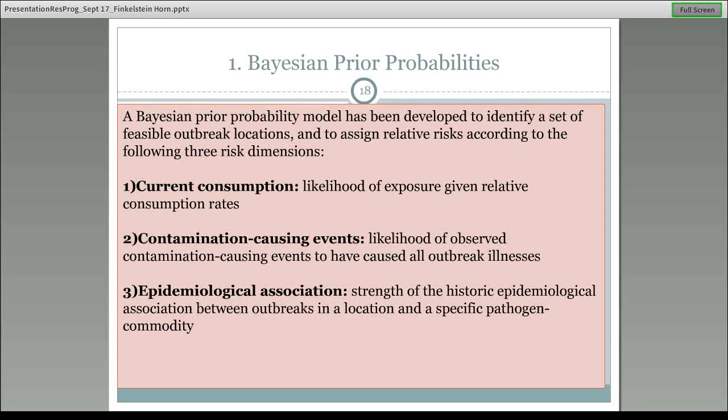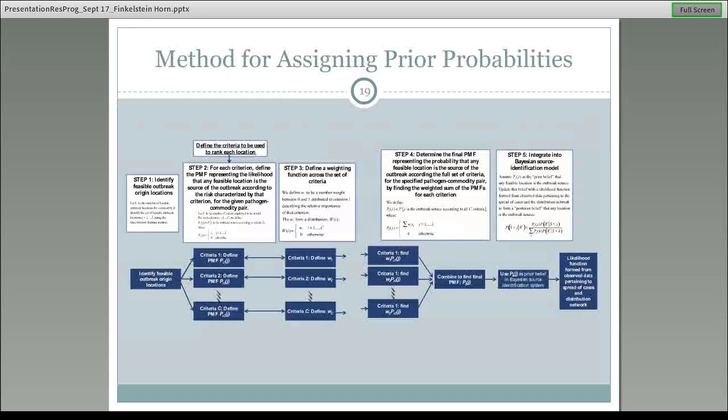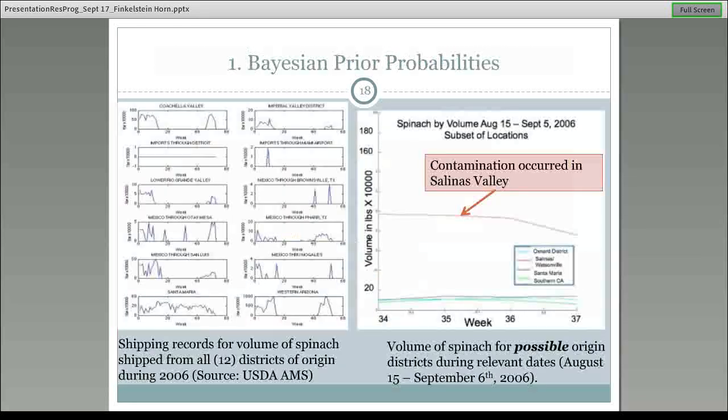Can you please go back to the previous figures? Great. So we don't know exactly how much spinach from Northern California is being consumed, but we do know how much spinach from Northern California is being exported or shipped across the country. And that's what we use as a proxy for current consumption.